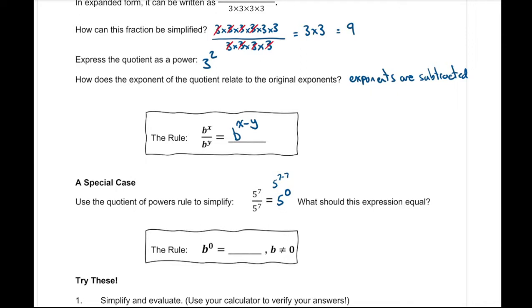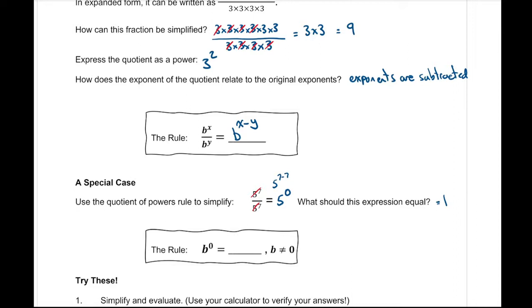And what should this expression equal? Now, your first instinct might be to say 5, but if you plugged in 5 to the power of 0, you would get something else. Additionally, if you looked at our fraction, I have the same number on top and the same number on the bottom. So those two would cancel each other out and leave me with, I still need a placeholder, they would leave me with 1. Or basically I have a whole fraction.